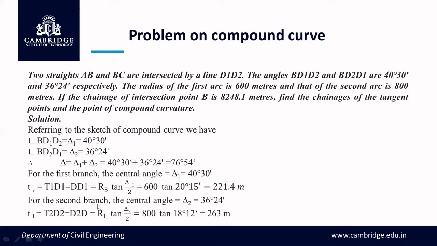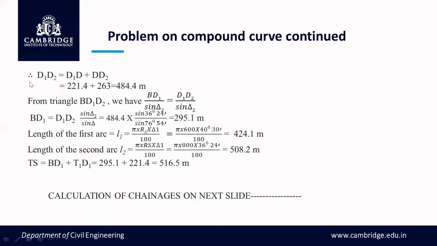For the second branch, the central angle delta 2 is equal to 36 degrees 24 minutes. Therefore, TL is equal to T2D2, that is equal to DD2, that is equal to RL into tan delta 2 by 2, which is equal to 800 into tan 18 degrees 12 minutes, which yields a value of 263 meters. Therefore, the common tangent length D1D2 is equal to D1D plus DD2, that is equal to 221.4 plus 263, which yields a value of 484.4 meters.